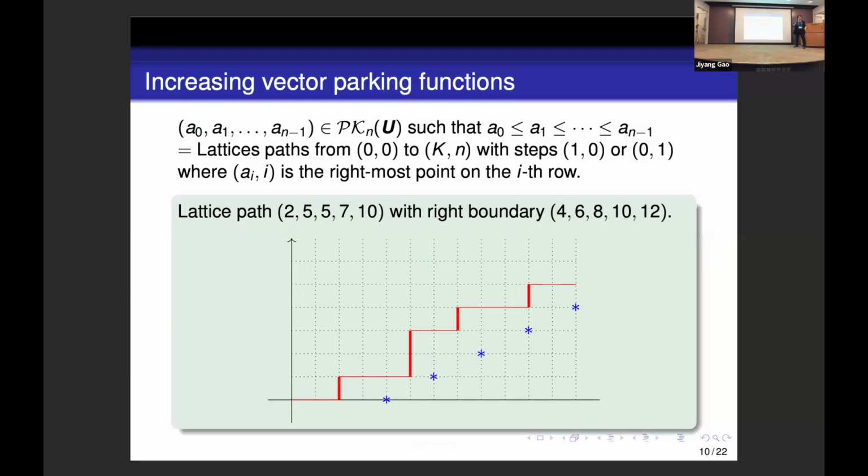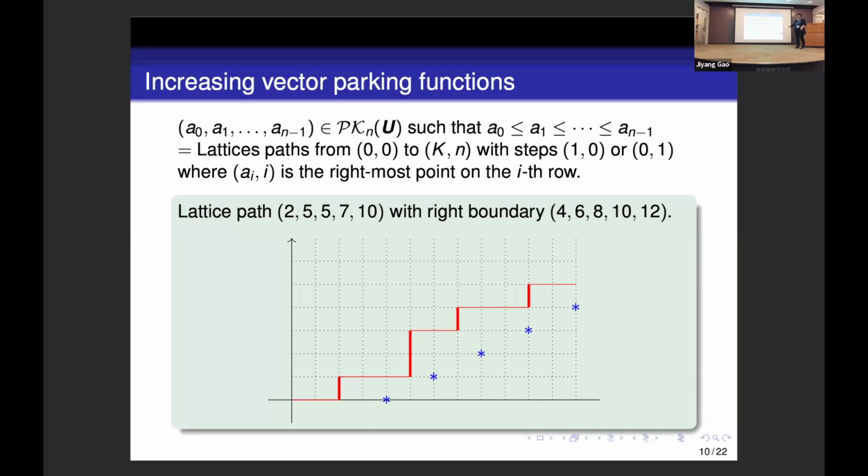So next, go back to a special case, increasing vector parking functions. It turns out increasing vector parking functions are a more familiar, classical subject, well studied already, because they go by a different name: lattice paths. How do you say this? Well, same pictures as before. I just show an example with this picture. Here is my right boundary. That's my vector 4, 6, 8, 10, 12. That's my vector u. I just need n = 5. And here is the increasing vector parking function.